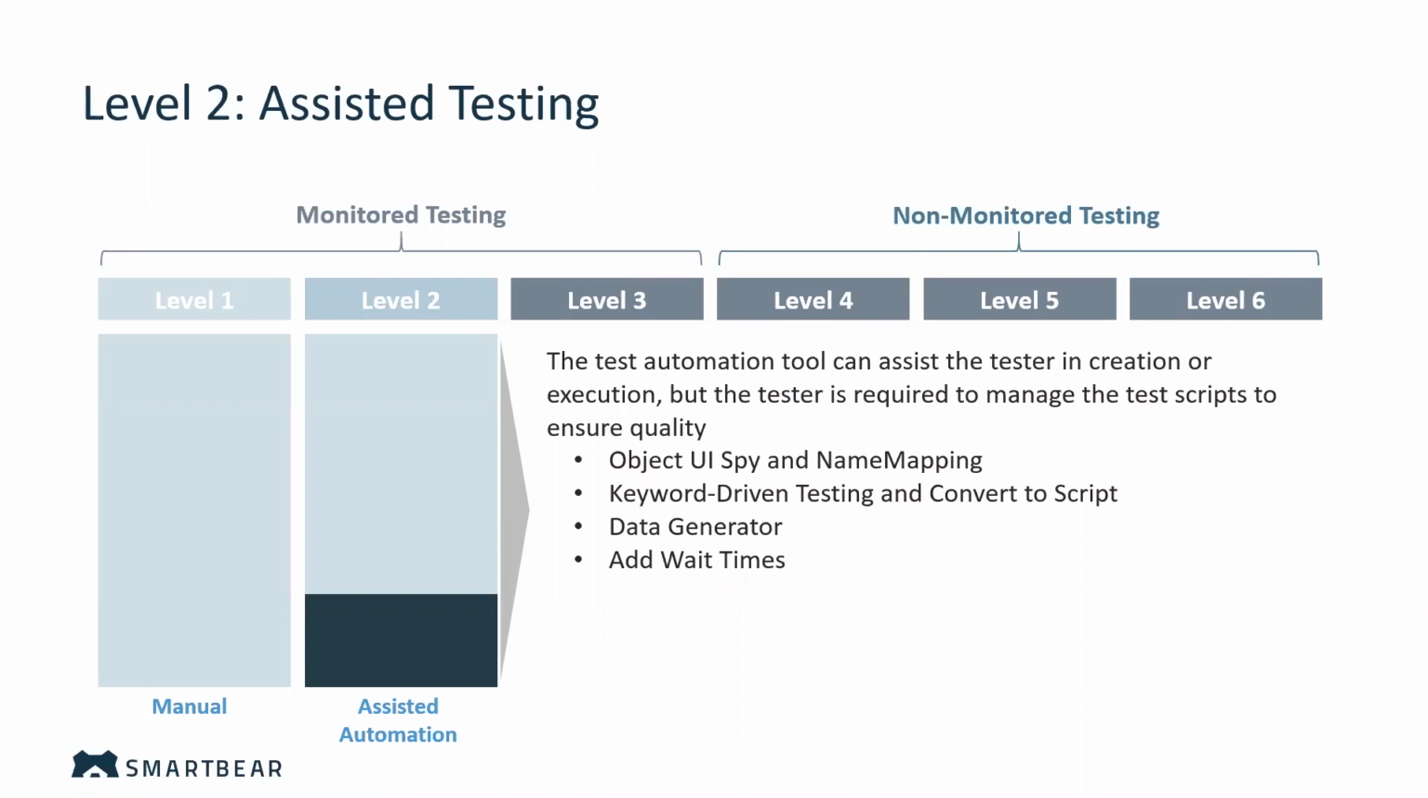So in this level, assisted testing, the test automation tool can assist the tester in the creation or execution, but the tester is still required to manage your test scripts to ensure quality. Some of the automation features in level 2 would be the use of the object SPY.